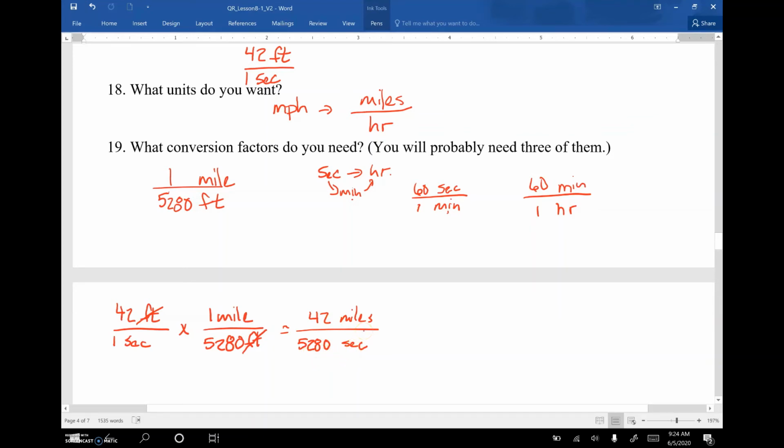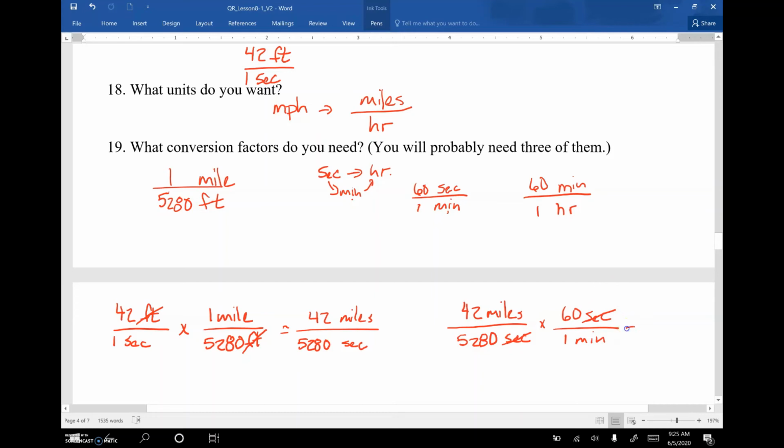So let's start there and do the next one. So 42 miles over 5,280 seconds. Now we want miles on top. We have miles on top. That's good. We want hours on bottom, but we have seconds. So let's do that. So I'm going to go ahead and use this conversion. So 60 seconds over 1 minute. The seconds on bottom cancel out with the seconds on top.